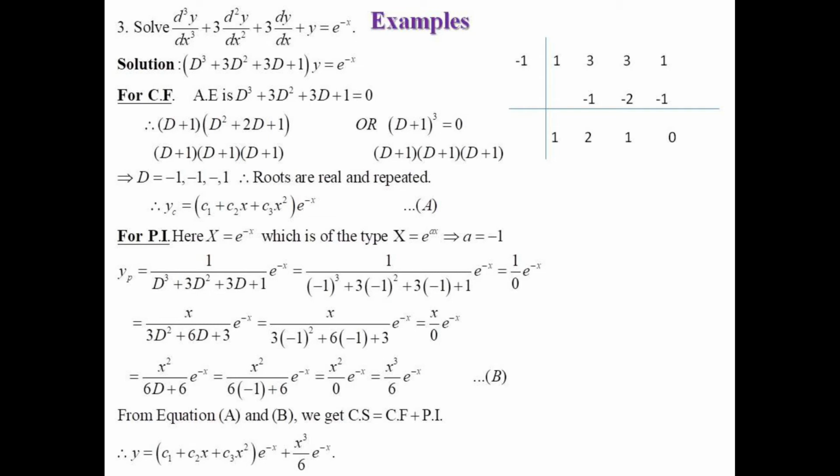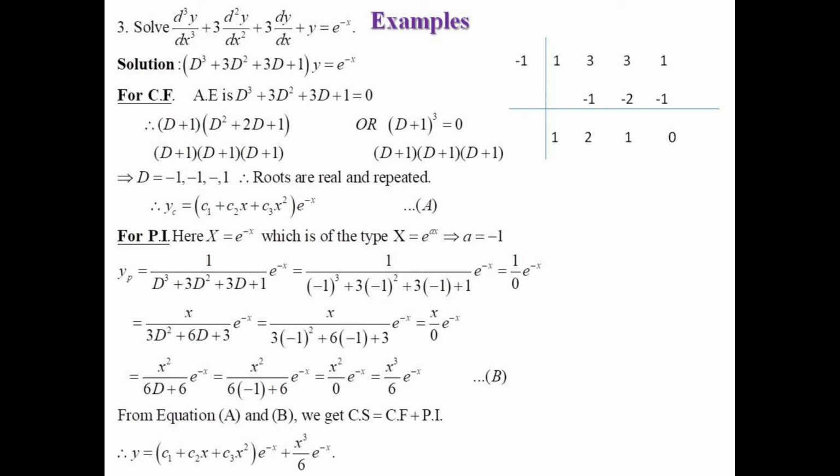So now keep 1 as it is. So 1 into minus 1 we get minus 1. So 3 minus 1, answer is 2. Then 2 into minus 1, so we get the answer as minus 2. So 3 into minus 2, we get the answer as 1. Again 1 into minus 1 we get the value as minus 1. So 1 and minus 1 is 0, so we get the remainder value as 0.